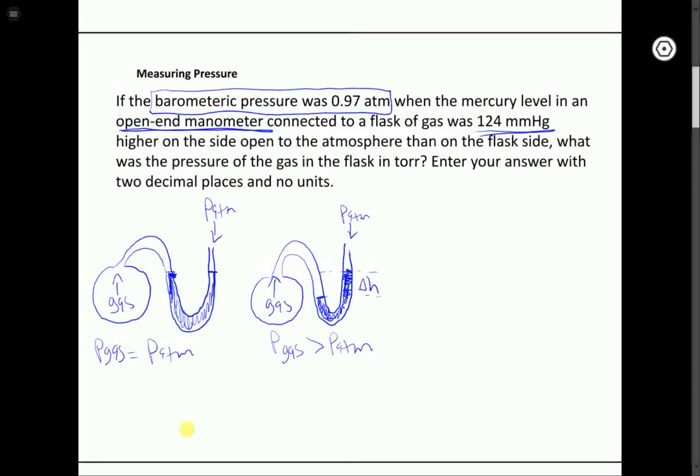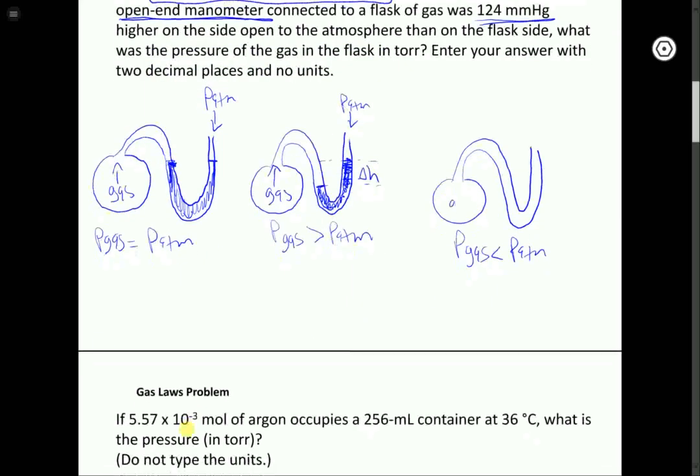And then the other situation, if our gas pressure is less than atmospheric pressure, so atmosphere is pushing down harder than our gas is pushing up. So imagine the two things opposing each other, and the one that pushes stronger is going to imbalance the mercury column in that direction. And so this would be a situation where the gas pressure is smaller than atmosphere. Okay, so these are the three possible situations. Again, here you're going to have a delta H.